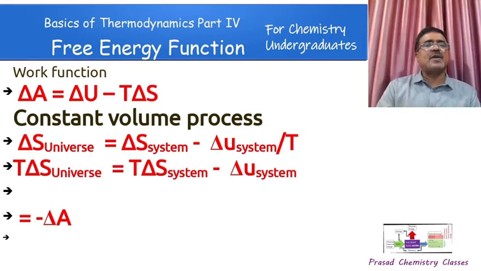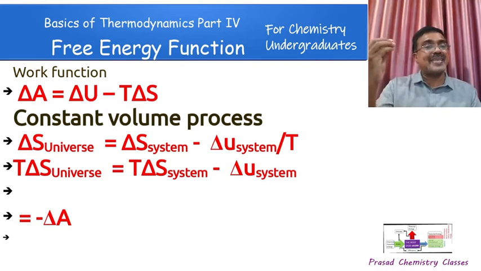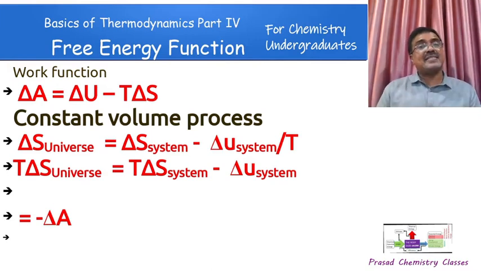Now we consider constant volume process. Delta S universe will be equal to delta S system plus delta S surroundings. And delta S surroundings in this case can be taken as minus delta U system by T, because minus delta U system now stands for heat exchanged because it is a constant volume process, right? And for constant volume process, we have this expression, and we can see that T delta S universe in such a case will be equal to minus delta A in constant volume processes. The other one was T delta S universe will be equal to minus delta G in constant pressure processes. That is the difference.